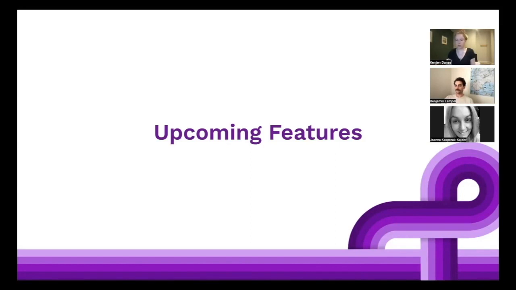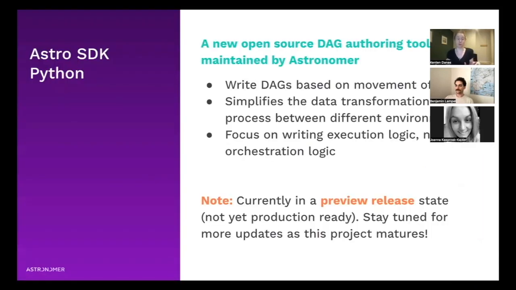The other upcoming feature I want to touch on just super briefly is the Astro SDK, which is an open source DAG authoring tool maintained by Astronomer that contains exclusively decorators that can be used in your DAGs. It's currently in a preview release state, so this is why I'm not spending too much time on it. It's not production ready yet, but it is open source and definitely something related to what we're talking about today.